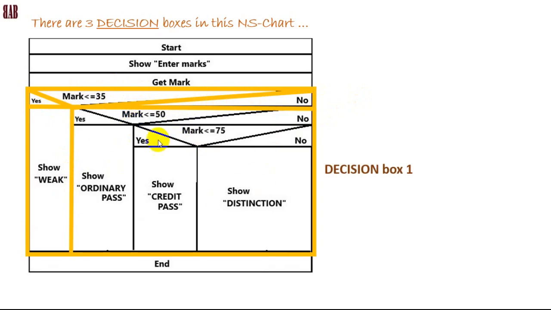Each NS chart decision box can only have two sides. So if this condition is true, it will take the yes side. If the condition is false, it will take the no side or the false side. True and false, or yes and no, whichever you want, you can write. No harm. So on the no side we have this. Anyway, I just want to show you the number of decision boxes. So this is one of the decision boxes we have in our NS chart.